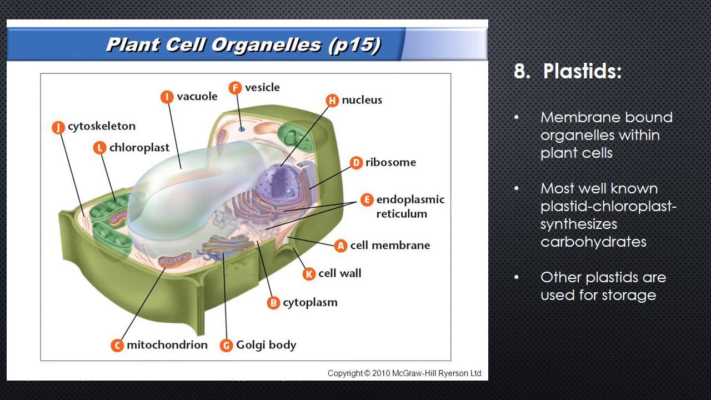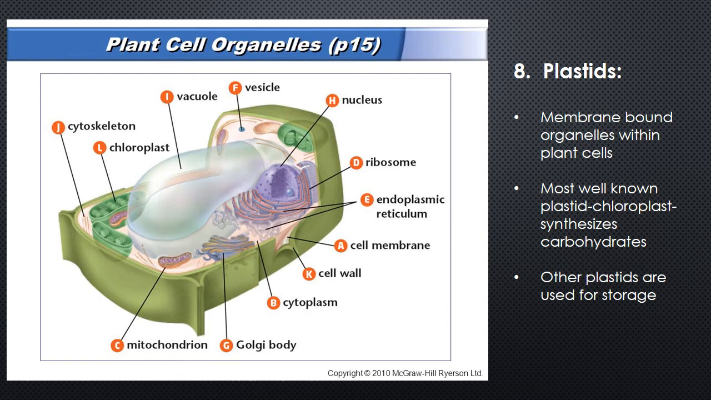So while we're looking at things that are unique to plant cells, I did want to mention the plastids. This is just a group of organelles that are membrane bound within plant cells. The most well-known of those is the chloroplast. And within the chloroplast, which you can see here under letter L, the chloroplast uses pigments to capture solar energy and use that to synthesize carbohydrates. They do that by taking carbon dioxide out of the air, and they convert it to sugars.